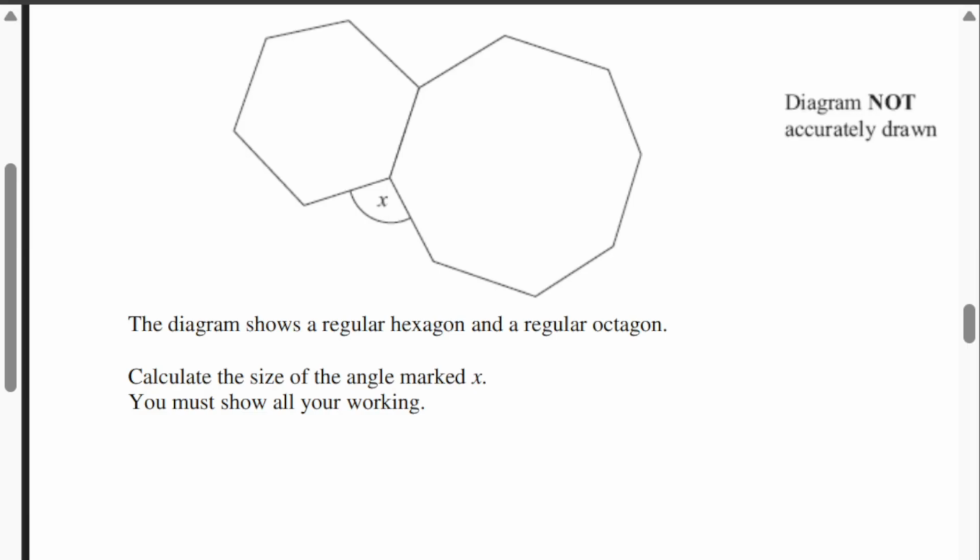Look at this question here. The question asks you to find x. Let's read it. The diagram shows a regular hexagon and a regular octagon. Just find x. That's what the question says.